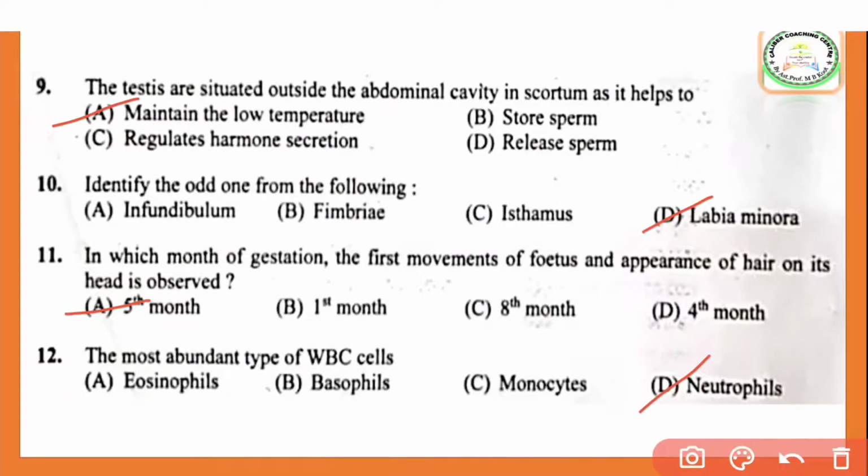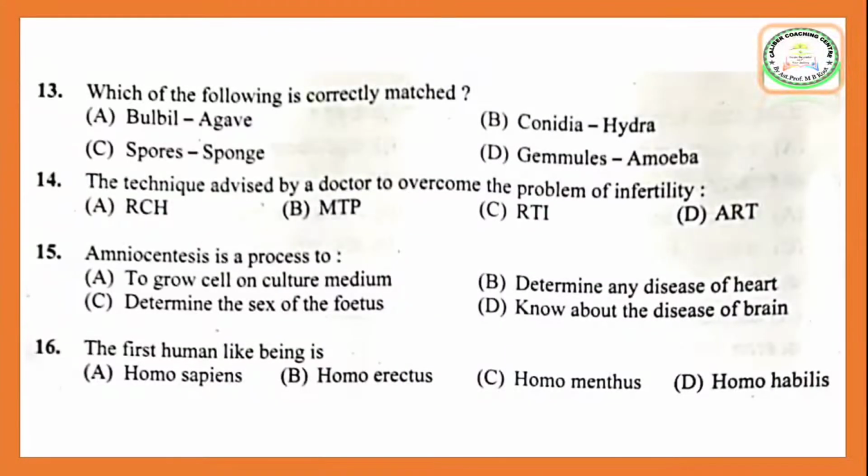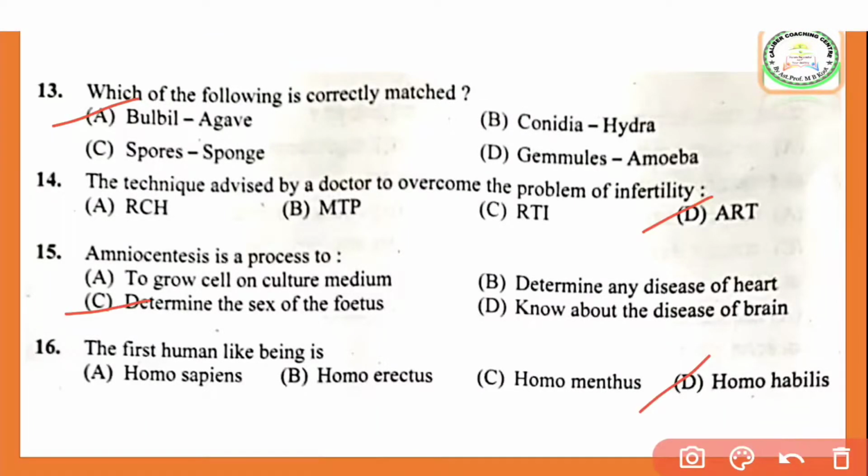We'll switch on to question number 13. Which of the following is correctly matched? Bulbil, agave; conidae, hydra; spores, sponge; gemmules, amoeba. So the answer for this question is option A, bulbil agave.